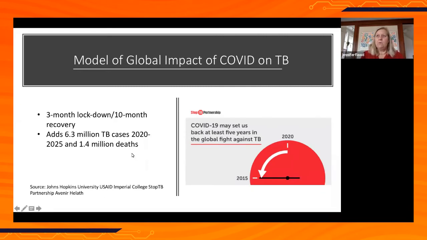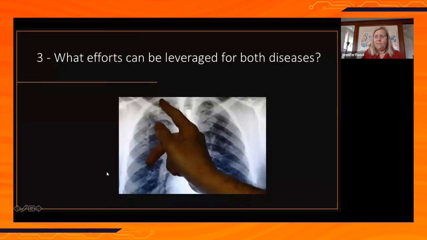So the impact that we're going to see, those of us who work in the TB world and are on the lookout for TB, is that we'll see many more cases of TB in the future. We're going to say after a drop in TB, we're going to see a surge. And so this modeling through the Stop TB partnership showed that COVID-19 might set us back at least 5 years in the global fight against TB. And you may be seeing that in the panel sites.